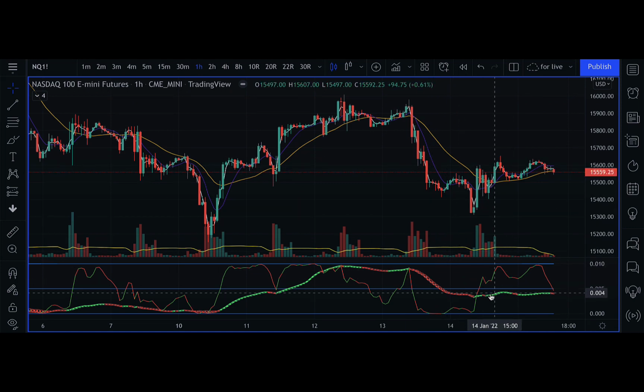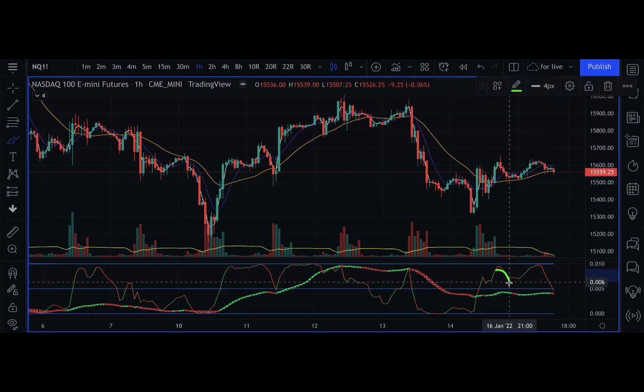But this one you can see that the bears are in charge. And it gets close to the top and it turns. And just like price turns. Here it is again. Just gotta be patient.